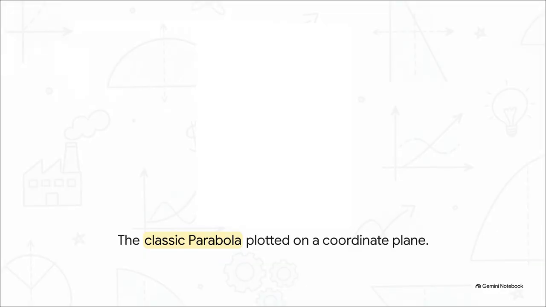Now, when we take that algebraic formula and map it onto a graph, it translates perfectly into this visual shape, the classic parabola. This smooth, beautifully symmetrical curve is the direct visual representation of our quadratic equation. Every single point you see on this curve corresponds to a specific combination of x and y from our formula. So suddenly, all that abstract algebra becomes a very tangible, easy-to-understand geometric shape.